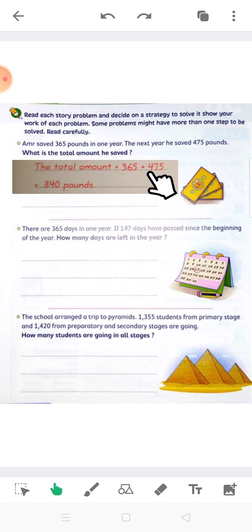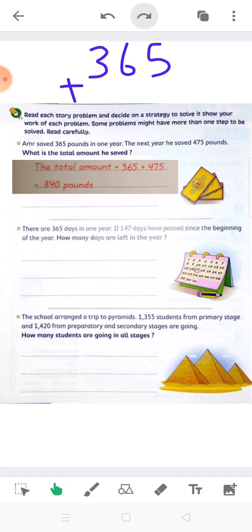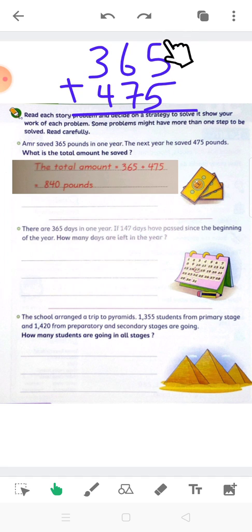365 plus 475. What do we need here? We need a draft. We must make a draft. We have here an empty space. We write the numbers under each other, like this. Okay. From where do we start? We start from the ones place. This is ones, tens, and hundreds.